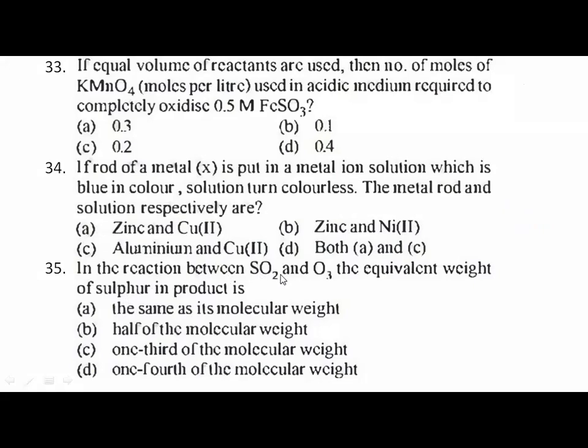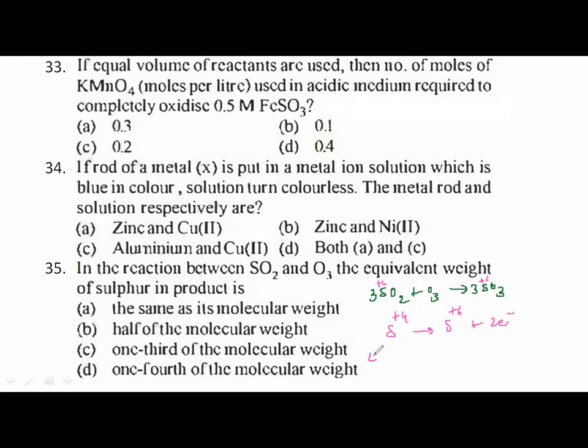In the reaction between SO2 and O3, the equivalent weight of sulfur in the product is, what product do you get? SO2 and O3, the product you get is SO3. So balance the reaction. I will write 3 here and 3 here. 3 into 3 is 9, 3 into 2 is 6 plus 3 is 9. So the oxidation state of sulfur is changing how? Here it is +4 and here it is +6. So the oxidation state of sulfur is changing from +4 to +6. That means loss of 2 electrons.